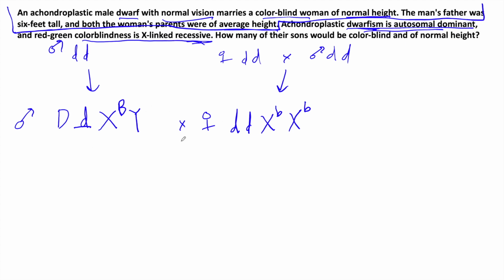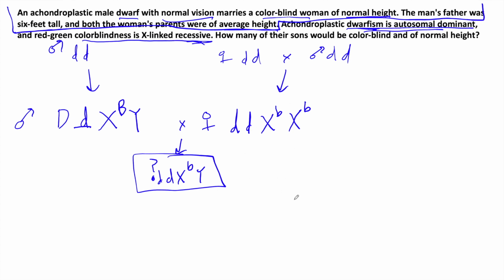So now I know both parents. And then the question is, what is the chance? We want to know, what is the chance that their son, so X, Y, would be colorblind, so X little b, Y, and of normal height, so 2 little d's. So what's the chance they can have this son here? That's what we're wanting to find out. Now, since this is 2 different genes, this would be a dihybrid cross, and you could foil this and do a 16 square Punnett square.